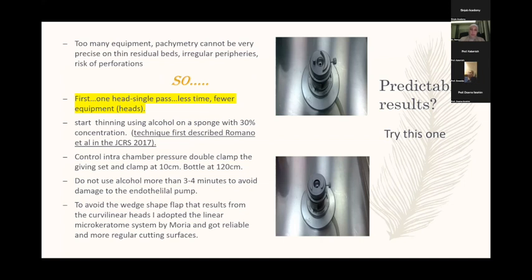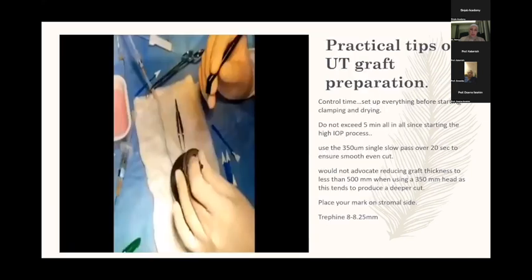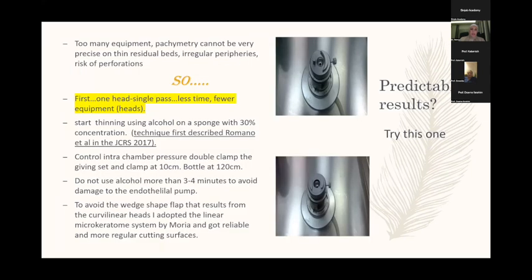So what I do is I start thinning the cornea using alcohol and a sponge with 30% concentration. And I control the chamber pressure with a double clamp. And I use the alcohol sponge not more than 3 to 4 minutes to avoid damage to the endothelial pump. And to avoid the wedge-shaped flap that results from the curvilinear heads, I adopted the linear microkeratome system by Moria and got a more reliable and regular cutting surface.